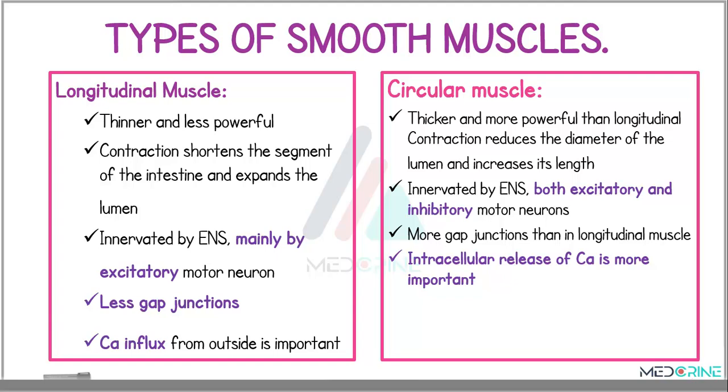The second type of smooth muscle we have is the circular muscle. These circular muscles are thicker and more powerful than the longitudinal muscles, and their contraction reduces the diameter of the lumen and increases its length. The circular muscles are innervated by the enteric nervous system, both excitatory and inhibitory, as compared to the excitatory nature of the longitudinal muscles, and we have more gap junctions than in the longitudinal muscles. And lastly, intracellular release of calcium is more important in their contraction.